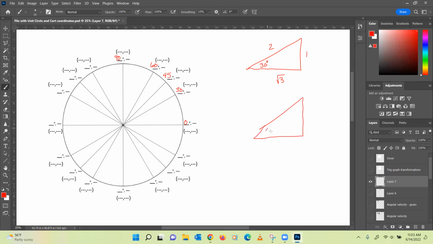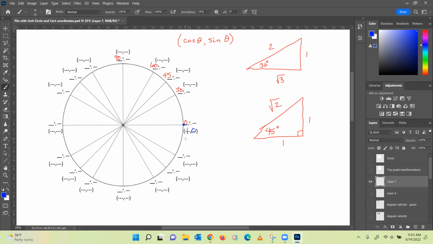We had the 30, 60, 90 and the 45, 45, 90. And the ordered pair is cosine of the angle, sine of the angle. So let's see what we have here. For 0 degrees, now we know that point. We've moved 1 along the x-axis and 0 on the y. So that's the point 1, 0.